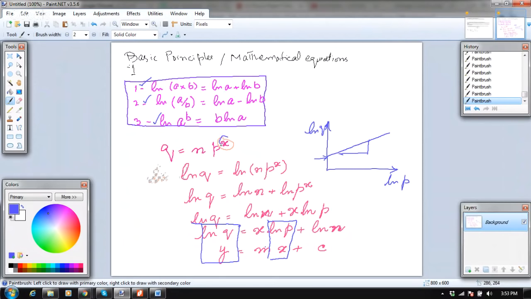Sometimes the examiner gives you a question where the power is unknown. So that is q is equal to n p power x. Now, when the power is unknown, we take the log on both sides. So log q is equal to log n p power x, which is log n plus log p power x. I know medicine students find this a problem, but at least you should remember these three things. That is very important. This is the product, so log n into p power x is log n plus log p power x.